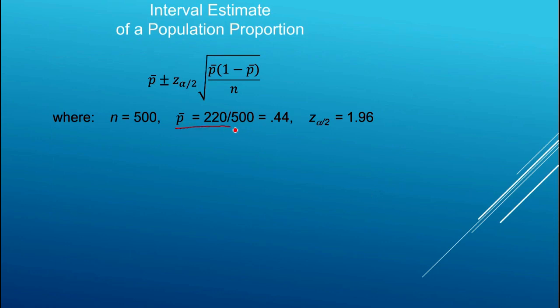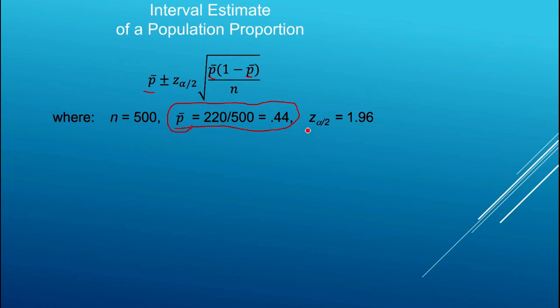P bar is calculated by taking the 220 who favor the candidate divided by the entire sample size. So 44% indicated they favored the candidate. So there's P bar. That's going to go into the formula 3 times, once here, and twice in the calculation of the margin of error, and of course it's our point estimate.